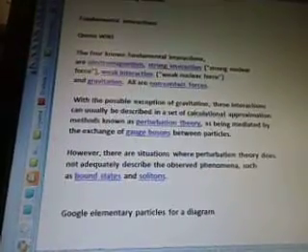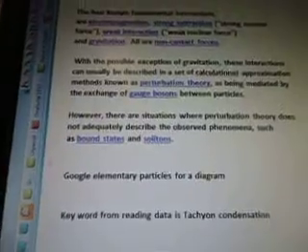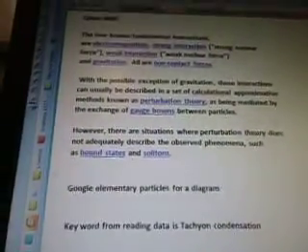The four known fundamental interactions are electromagnetism, strong interaction, strong nuclear force, weak interaction, weak nuclear force, and gravitation. All are non-contact forces. With the possible exception of gravitation, these interactions can usually be described in a set of calculational approximation methods known as perturbation theory as being mediated by the exchange of gauge bosons between particles. However, there are situations where perturbation theory does not adequately describe the observed phenomena, such as bound states and solitons. Google elementary particles for a diagram. Keyword from the reading data is tachyon condensation.